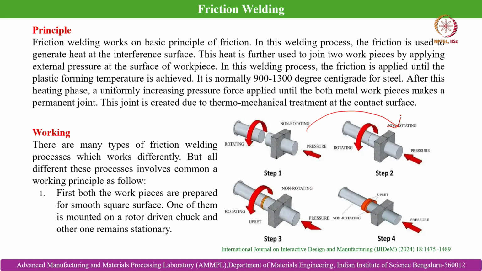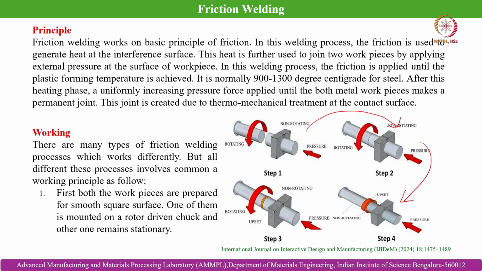So, when it is kept in contact with the non-rotating workpiece, there is significant friction generated at the interface, at the faying surface. Then in step 3, the pressure is applied. In step 2, the pressure applied is only that much, which ensures contact between the rotating and non-rotating parts, and because of that the friction is generated, and that is why the softening happens at the faying surfaces.